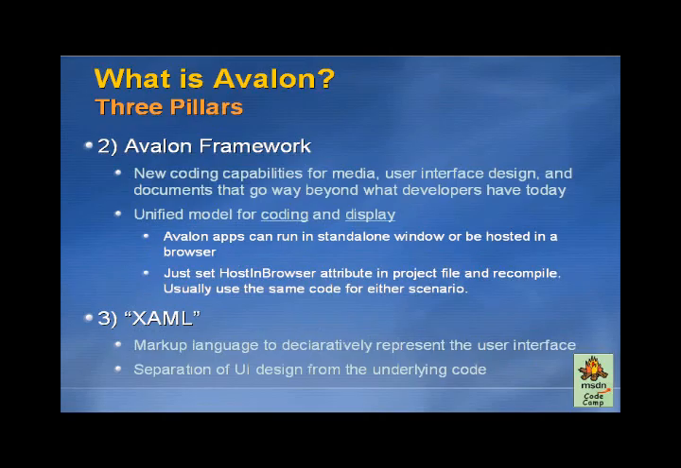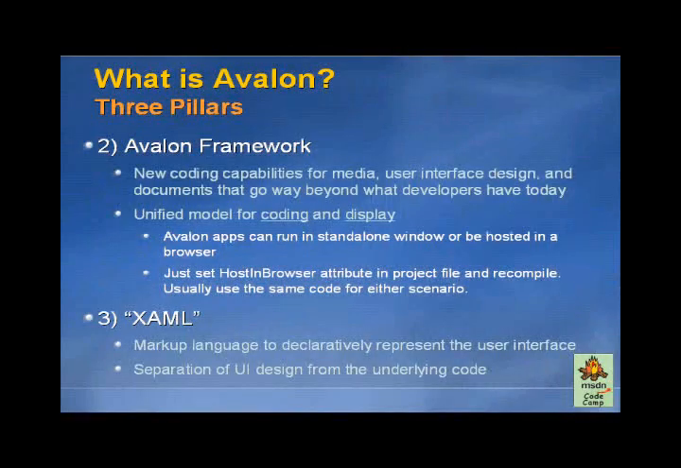Avalon's also made up of a managed code framework, which presents a unified syntax and programming model for programming all aspects of your GUI. Your procedural code, your graphics, your 3D modeling, your document services, everything. Avalon apps can run standalone, like a regular client app in its own window, or it can also run hosted in a browser with no code changes whatsoever. You just flip a config switch. The last pillar, of course, is this XAML markup language that lets you declaratively define and represent your user interface. It presents a nice clean separation between user interface design and underlying code.